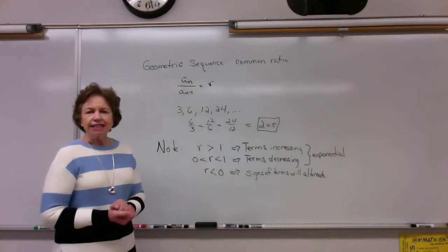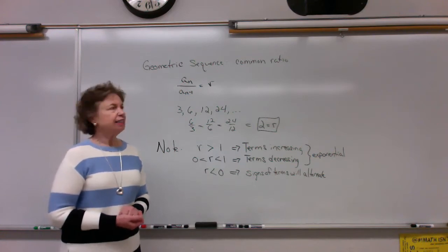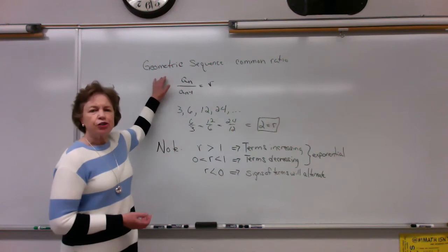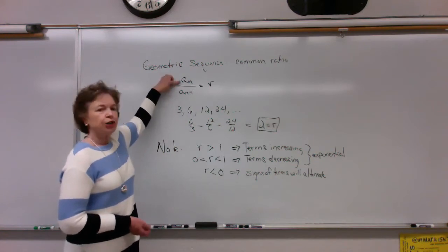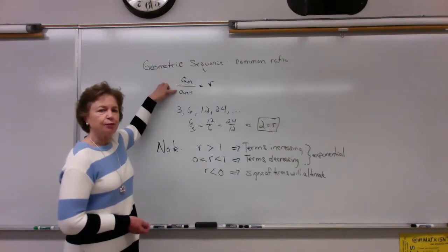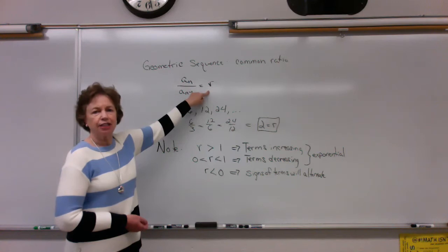Remember that arithmetic sequences had terms that were separated by a common difference. For a geometric sequence, those terms are separated by a common ratio. That means that any term divided by the preceding term should equal the same value. We call that value r for common ratio.